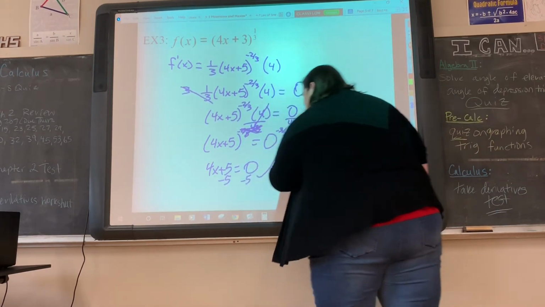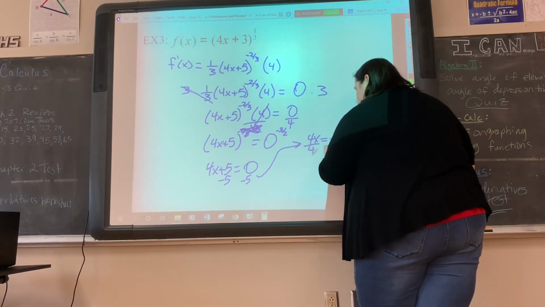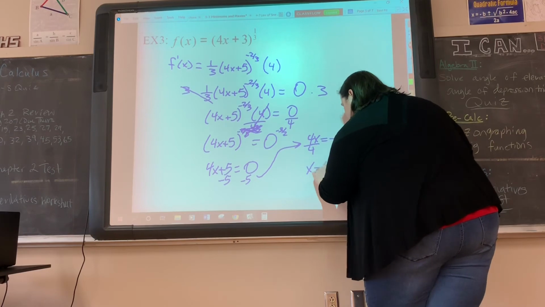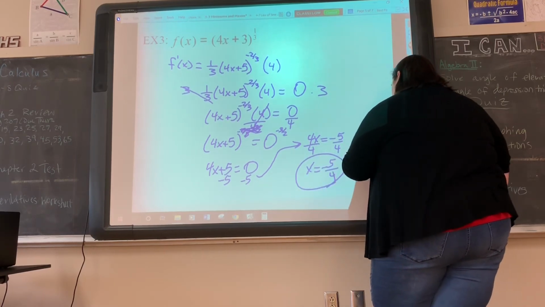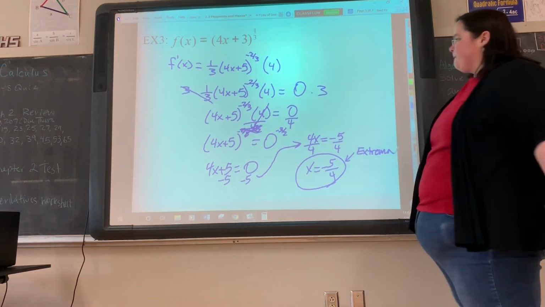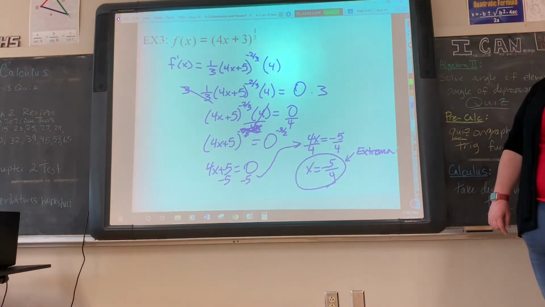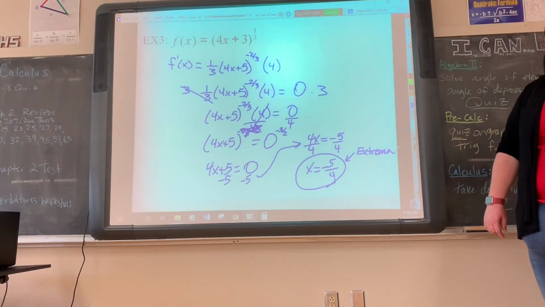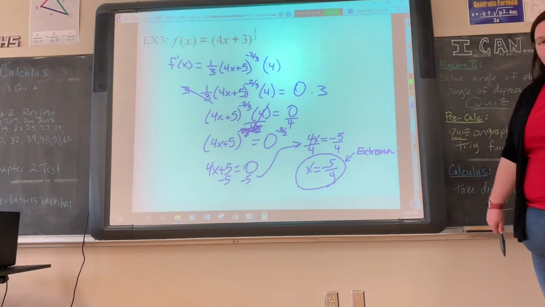I'm going to subtract the 5 over. So we got 4x is equal to negative 5. And then I divide by the 4. So my extrema here is negative 5/4. That's the only extrema that I have. Oh, yeah, one more.